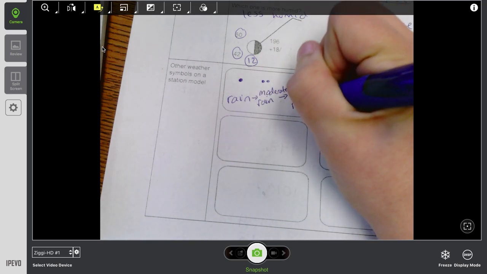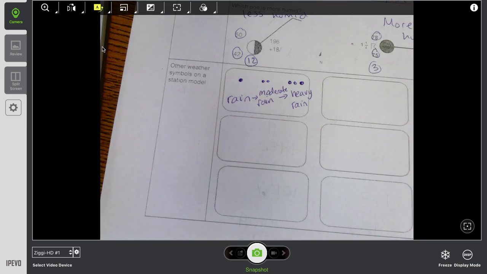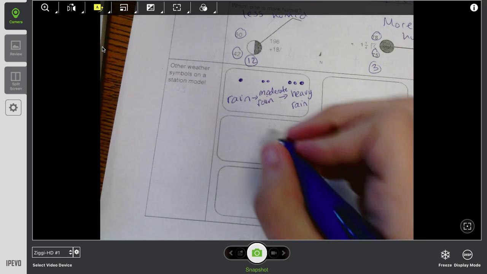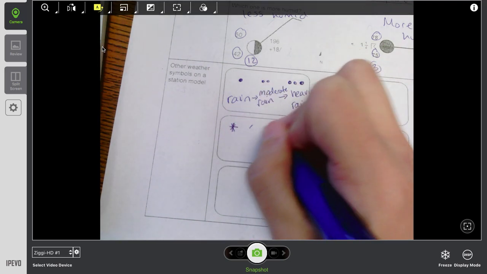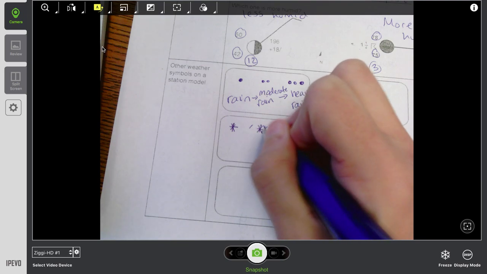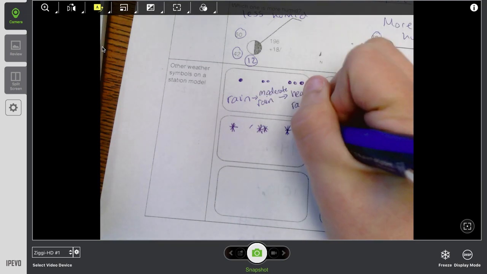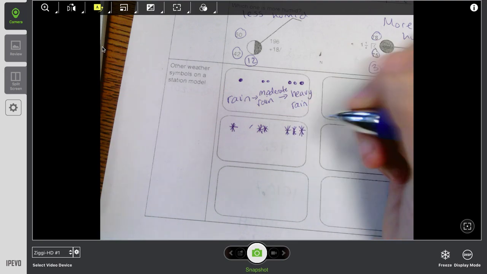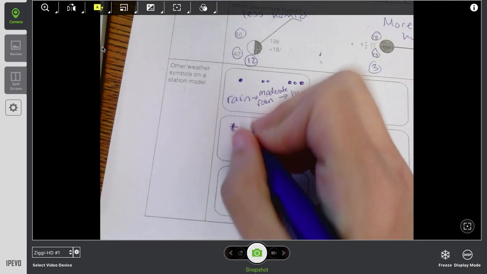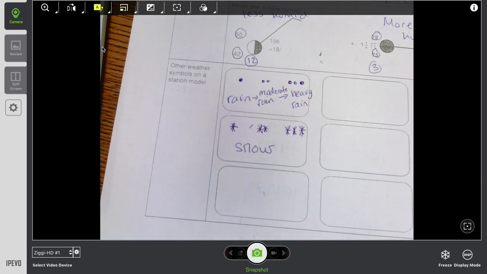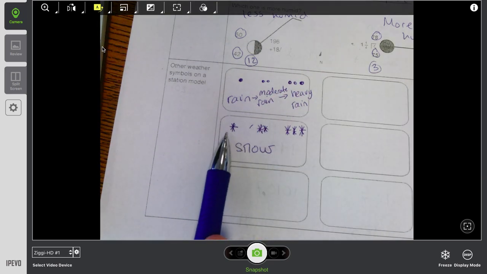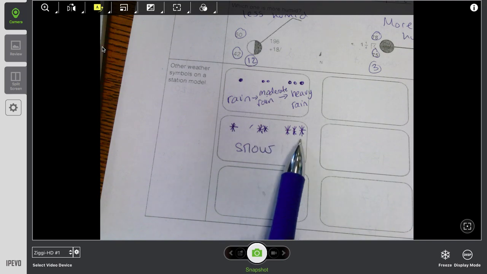That's sort of the characteristics of a station model. The more symbols there are, the more of that thing there is. Okay? So, rain's a good one. We're going to have that a lot now here in spring. But if you took this class back in December, you might have seen this one. These little asterisks represent snow. So 1 asterisk is just regular snow, moderate snow, heavy snow.